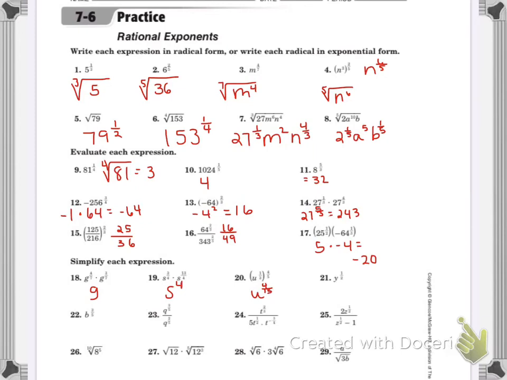Okay, I really can't see anything I can do on 21. So let's skip to 23. If I have a problem like that, I can simply subtract. I think that says 3/5 minus 2/5. 3/5 minus 2/5 is 1/5, so I'd end up with q to the 1/5. That was easy enough.